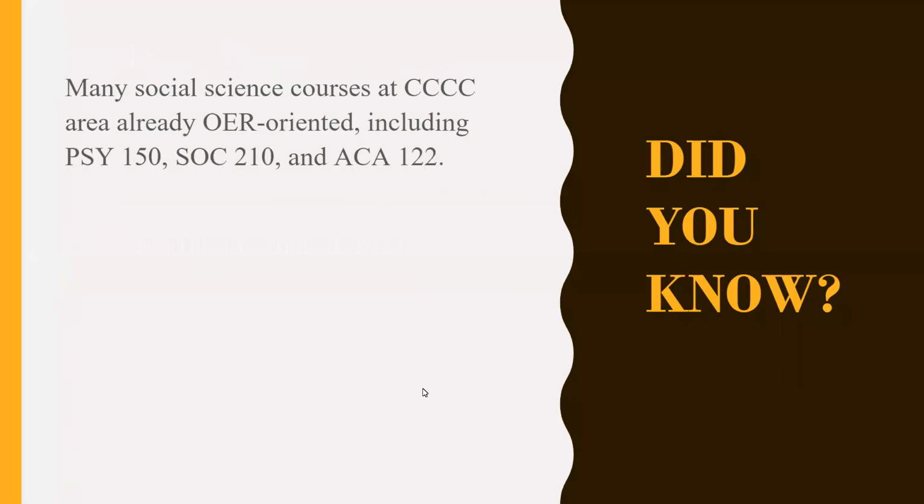Many social science courses at CCCC are already OER oriented. That includes Psych 150, Sociology 210, and ACA 122. There are some classes that obviously use OER materials, but they're not fully OER. Again, not necessarily, oh, we've got to do this all right now. Just a process of what catches your eye, what do you want to know more about, and how can we integrate OER materials into the classroom to ultimately benefit students.